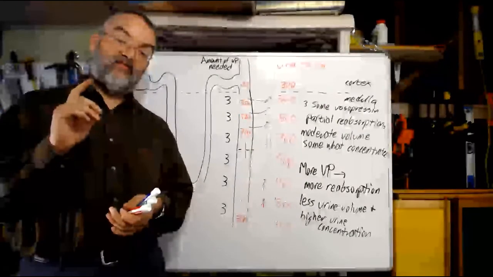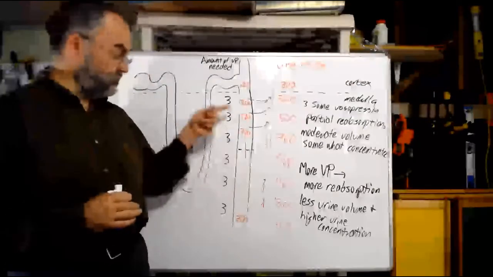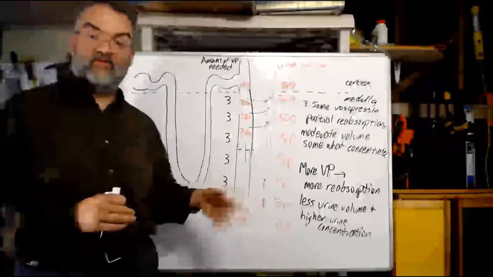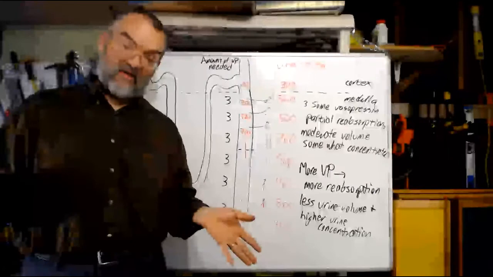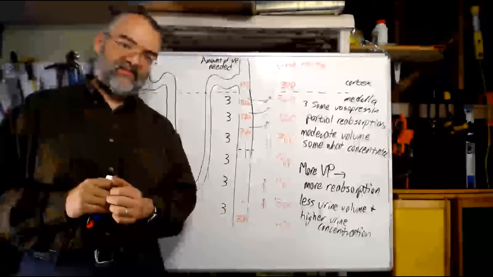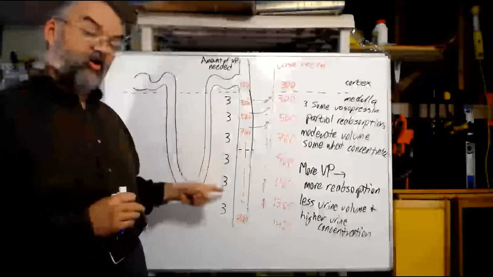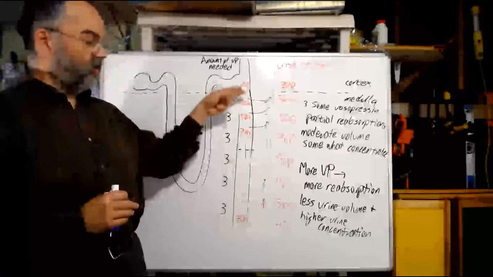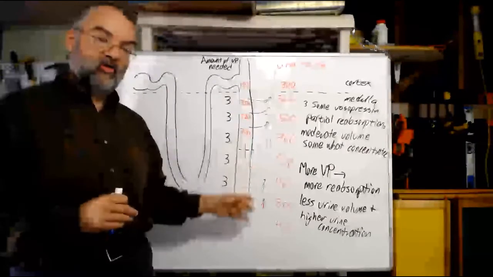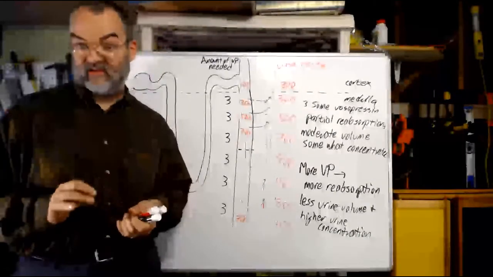What if they would do 2 units of vasopressin? Same situation. 2 units is not enough to activate any of them, so I produce large amounts of dilute urine, about 100 milliosmolar. What if I put out 3 units of vasopressin? 3 units is enough to activate all of them. So they all become permeable. I reabsorb water all the way down the way, and I produce tiny amounts of very concentrated urine at 1400.